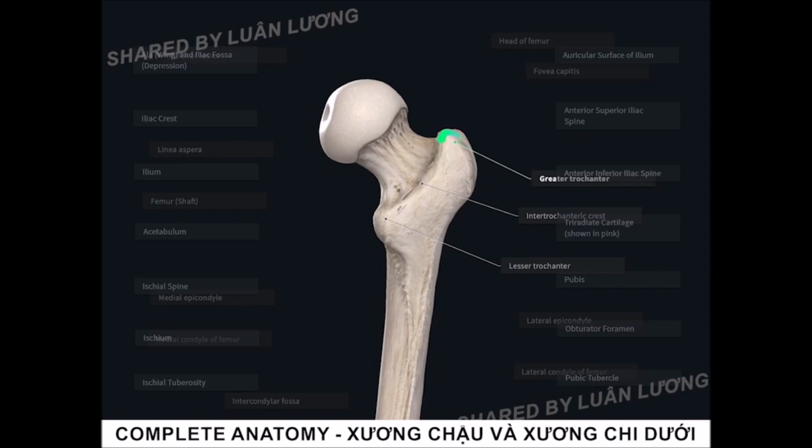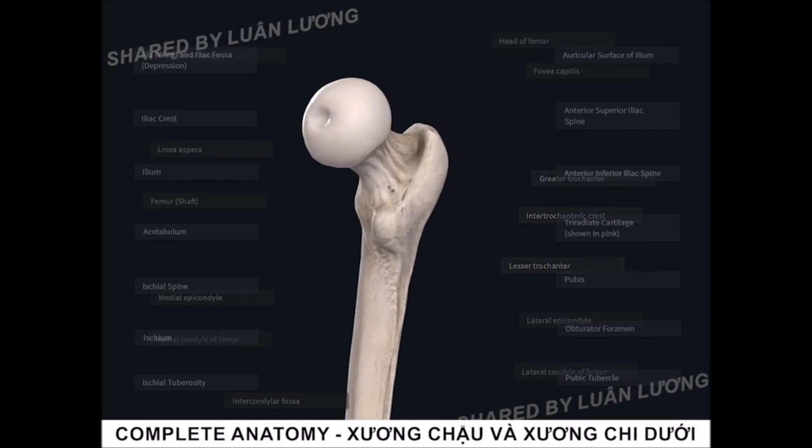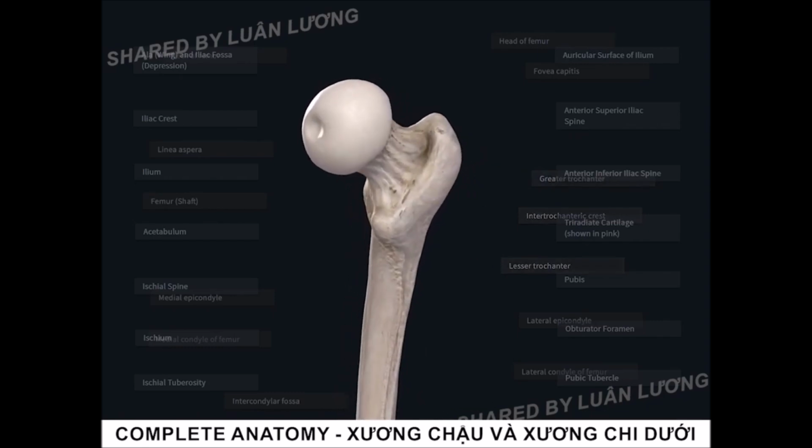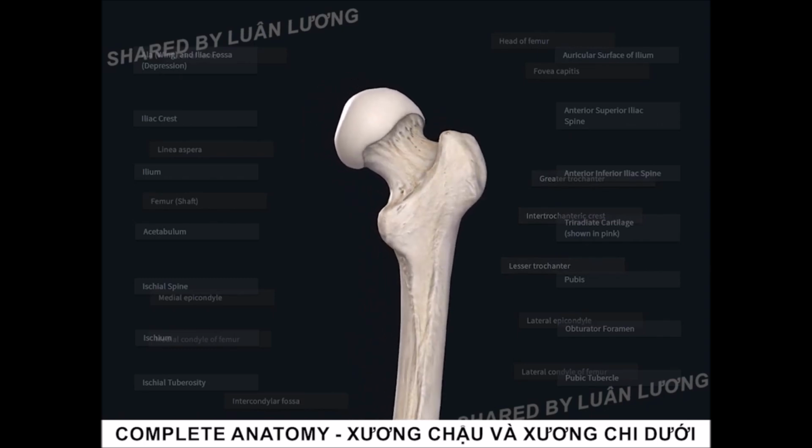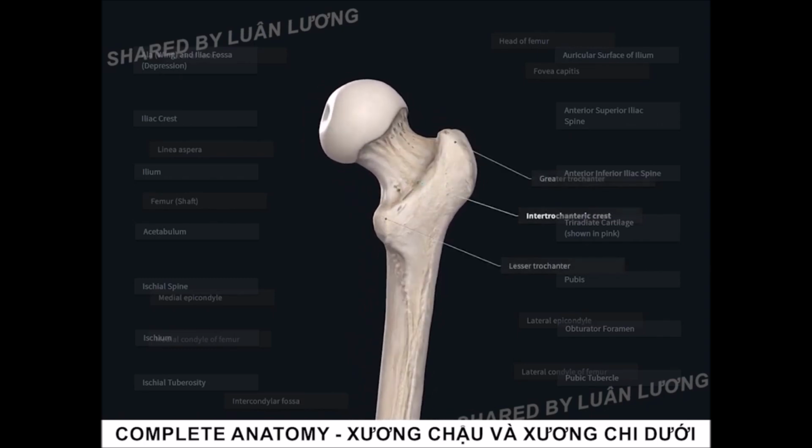Now you can see that the greater trochanter is more laterally positioned and even has a small extension aiming medially back towards the head of the femur. The lesser trochanter is more inferior and more posteriorly directed, and it's often more pyramidal in shape. Now you can see that there's a crest or a ridge of bone between the two trochanters, and that is known as the intertrochanteric crest. So these are going to be sites of muscle attachment of the muscles coming from the gluteal region.